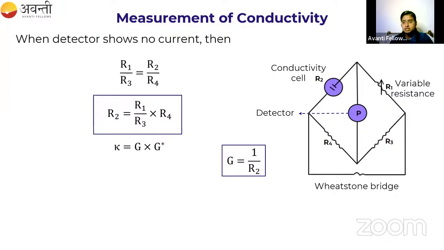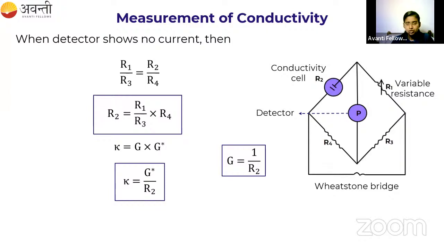So from this, the kappa value was found to be G star divided by R2. Since G is equal to 1 by R2, we substituted it and got this formula. I completed the last class on this slide only. I am just recalling this part because it is the continuation of the topic we are going to see in the next slide.